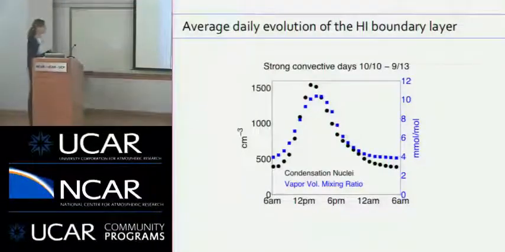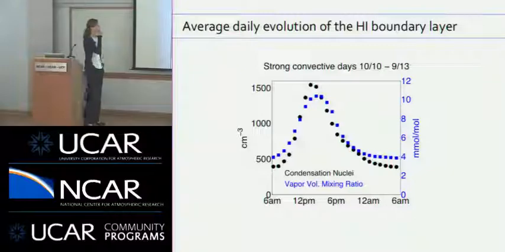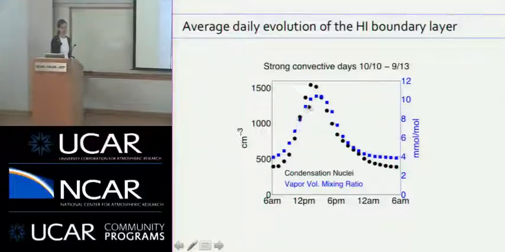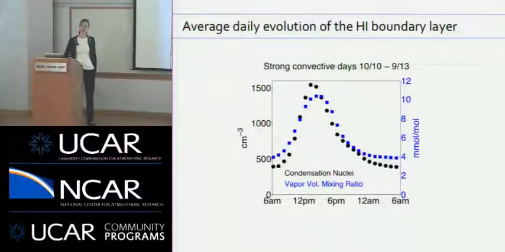So to give you a sense of what you'd see if you were actually making measurements at Mauna Loa Observatory, this is a composite plot of a diurnal cycle for the time period that we were up there measuring. And these are for some of the strongest convective days that we actually saw. What I plotted here are the average diurnal cycles for water vapor volume mixing ratio in blue, and also the aerosol condensation nuclei concentrations in black. So essentially the aerosol concentrations.